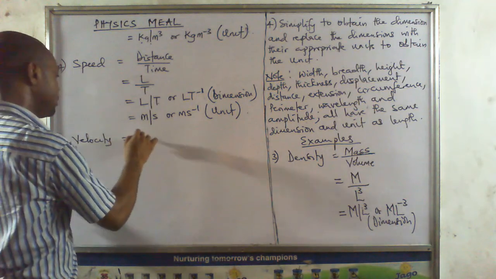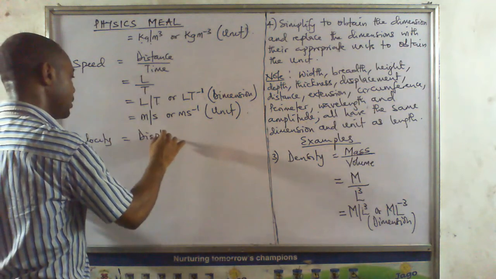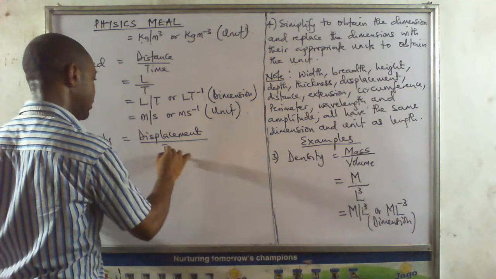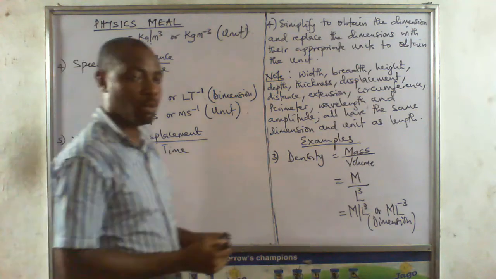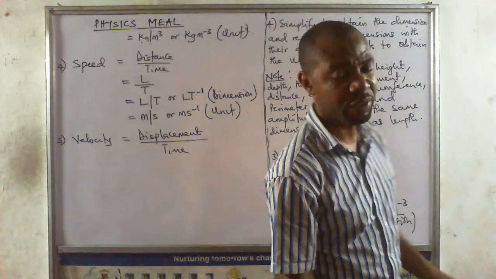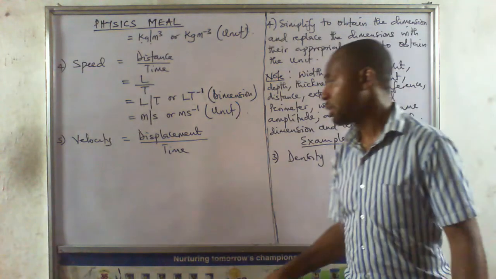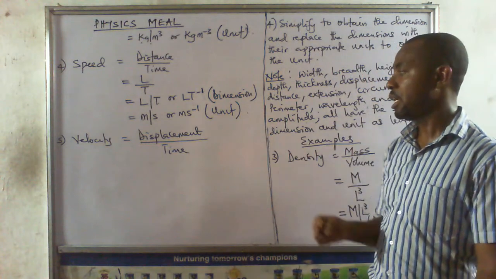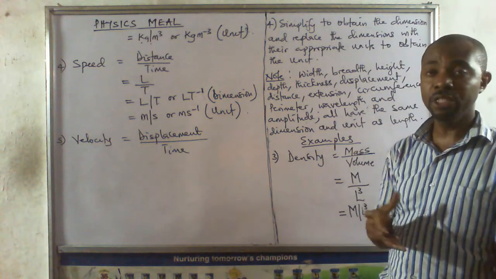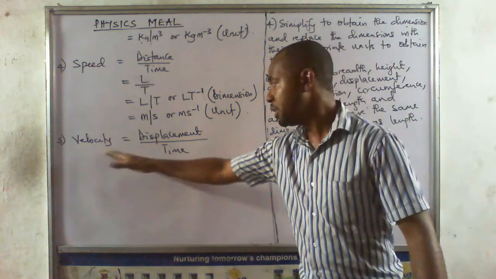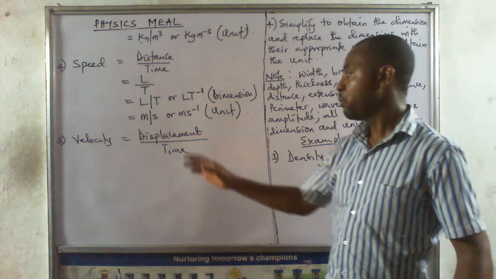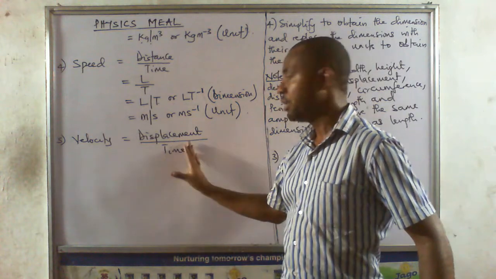Velocity is displacement over time. That's our wonderful velocity, the beautiful velocity. You must have heard about velocity in your study of physics. So what is exactly the dimension and the unit of velocity? Now velocity is displacement over what? Over time. Now we have written the formula.